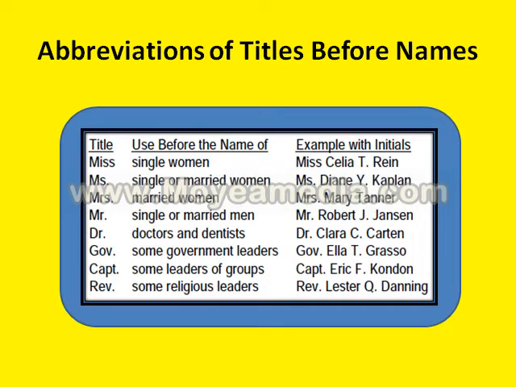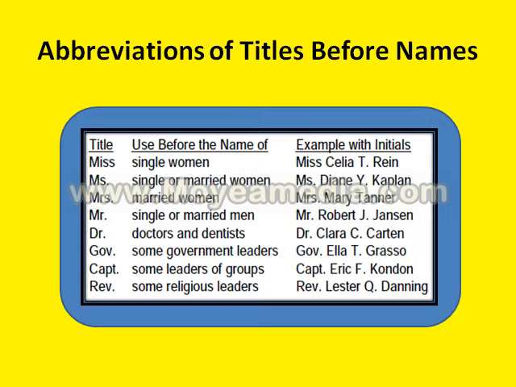MRS followed by a period for Mrs., which means married woman. So example, Mrs. Mary Tanner. Mr., which is spelled as MR followed by a period for a single or married man. Example, Mr. Robert J. Johnson. DR for doctors and dentists. Dr. Clara C. Carton.